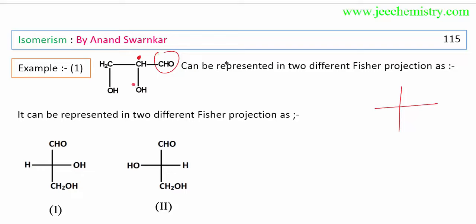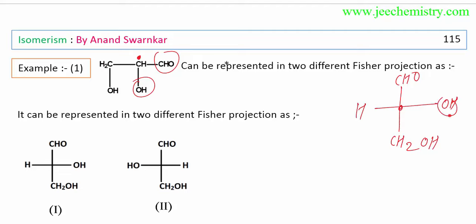This is the upper side. This may be CHO, now this will be CH2OH, and now this will be H. In this way, we can represent the Fisher's projection formula. This is a stereocenter, and we have the OH on the right side.